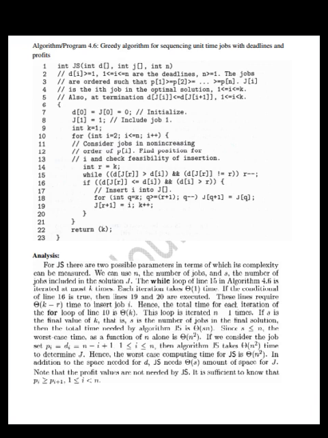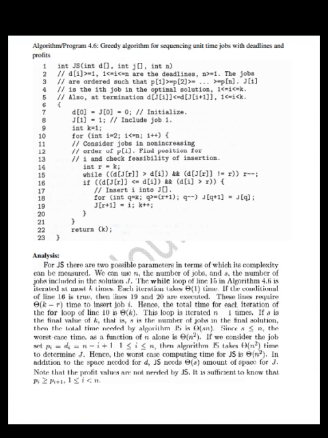Since s is less than or equal to n, the worst case time as a function of n alone is Θ(n²). If we consider the job set with Pi = di = n - i + 1, 1 ≤ i ≤ n, then algorithm JS takes Θ(n²) time to determine J. Hence the worst case computing time for JS is Θ(n²).